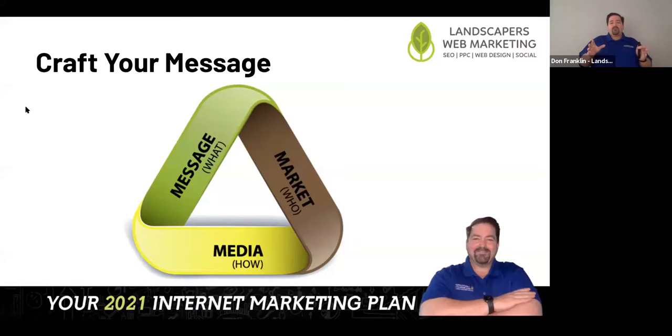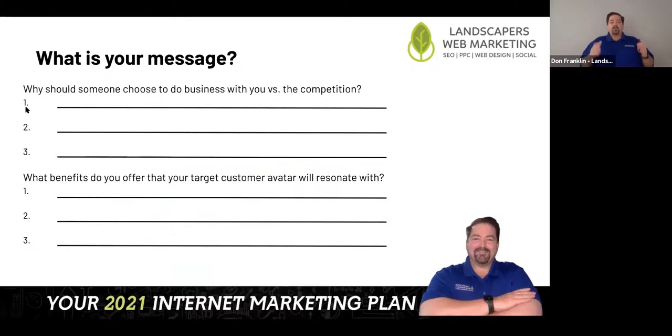So now you need to craft your message. We know the who, we know what their pains are, what their desires are. So we have this worksheet in the workbook. You can write on this, or you can just take notes and go back to this later. You can share this with your team and come up with this, but you want to figure out your unique value proposition. Why should anyone do business with you versus the competition? And then what benefits do you offer your target customer avatar?